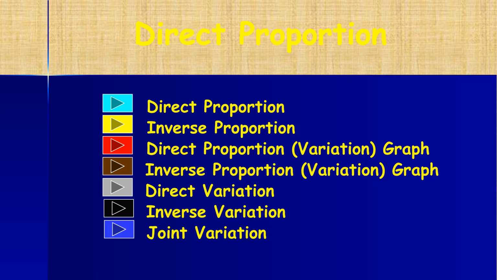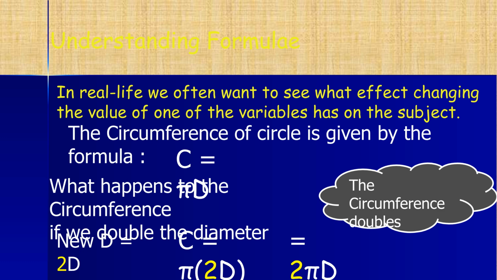This video will cover formulae and variations, including direct proportion, inverse proportion, and joint variation, as well as their graphical representations. We often want to see how changing one variable affects a subject. For a circle, the circumference c is equal to pi times diameter d. If we double the diameter, the circumference also doubles, as 2 times pi d equals 2 pi d.